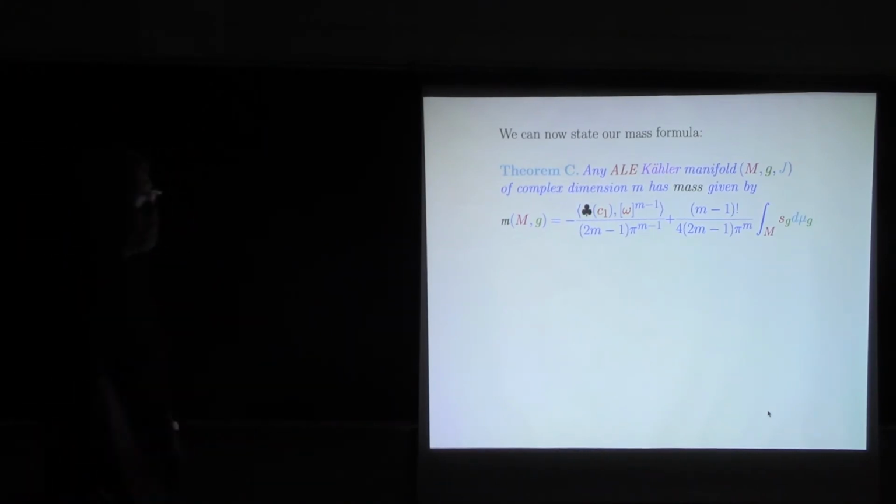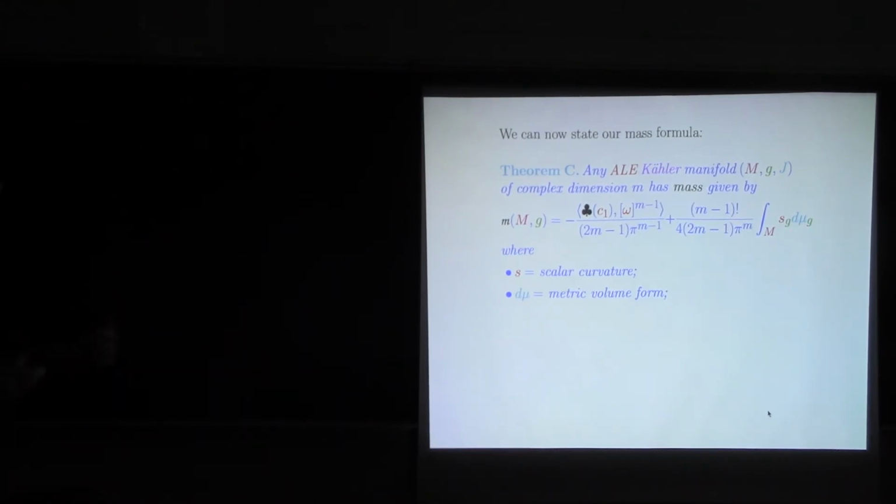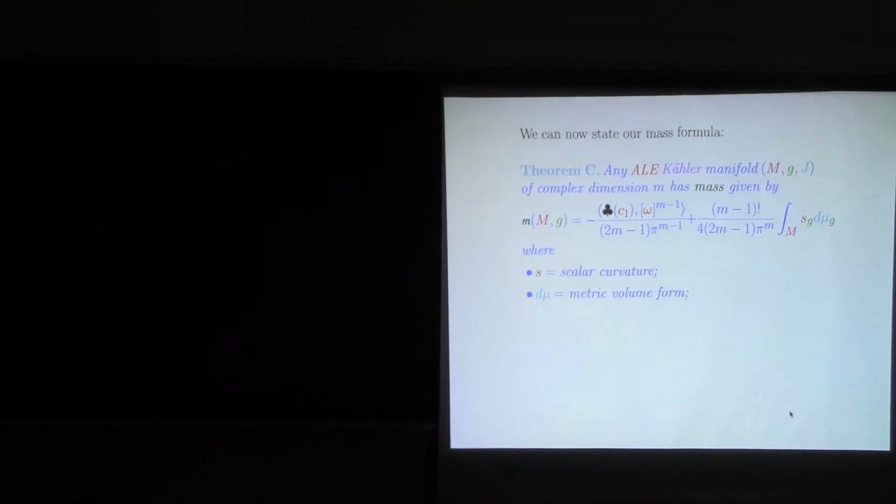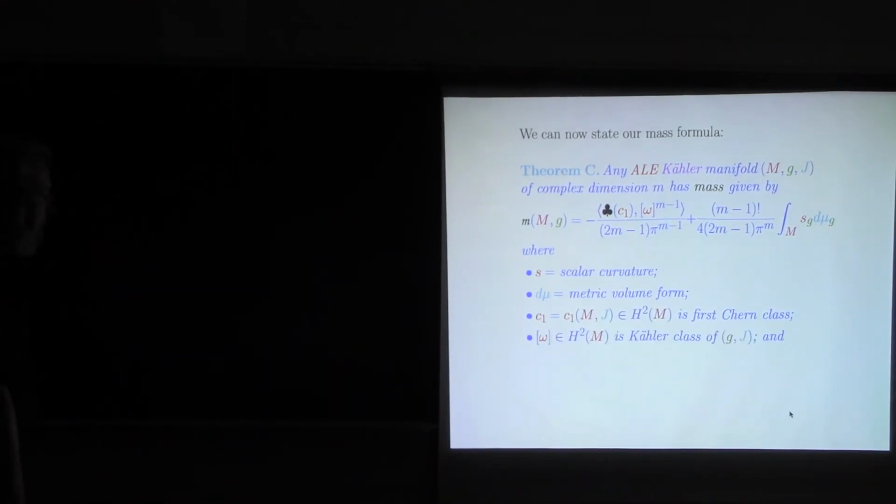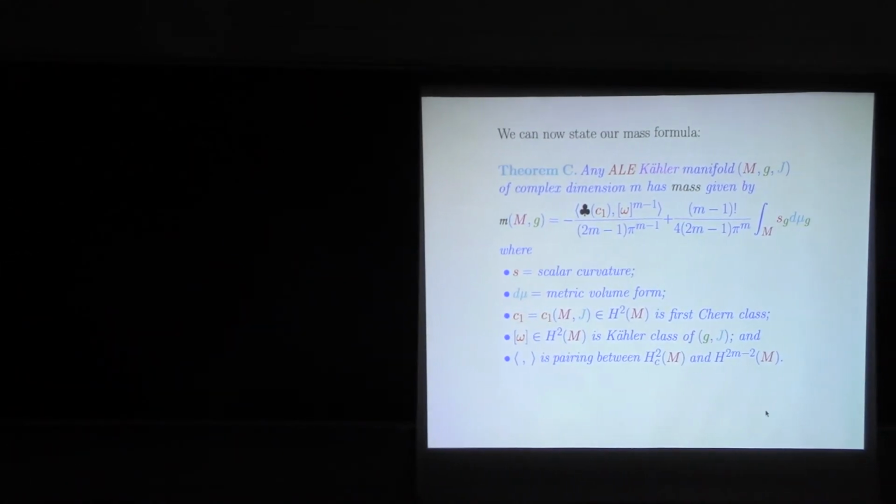So here's a closed formula for the mass, and in particular you see that if the scalar curvature is 0, you wouldn't see that last term, so you get something which is just a topological invariant involving C1 and the Kaehler class. So here, remember, the integral of the scalar curvature is actually against the metric volume form, so this is really a nice geometric thing, unlike the definition of the mass, which involved using Euclidean space. So the contributions in this formula are all very natural things, natural topological things, natural geometric things.